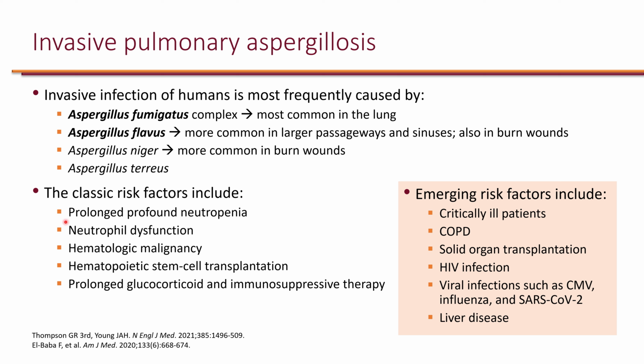Now, classic risk factors for aspergillosis include prolonged profound neutropenia, so essentially absolute neutrophil count under 100, neutrophil dysfunction, hematologic malignancy, and hematopoietic stem cell transplantation, as well as prolonged glucocorticoid and immunosuppression therapy. And then these are classic, but emerging risk factors include critically ill patients, so anyone in the ICU, COPD, solid organ transplantation, HIV infection, and viral co-infections such as CMV, influenza, and most recently SARS-CoV-2, and of course liver disease.